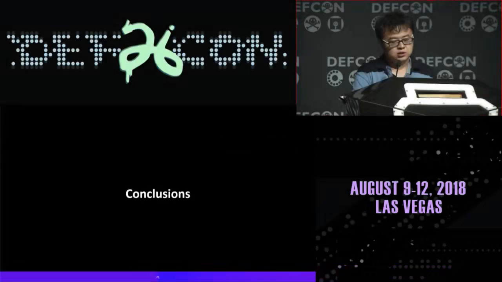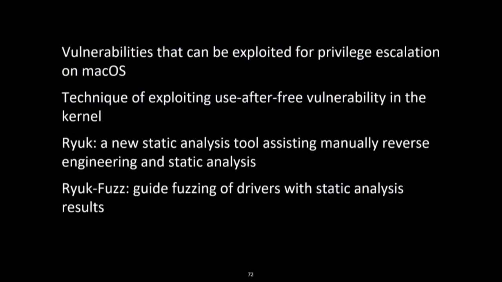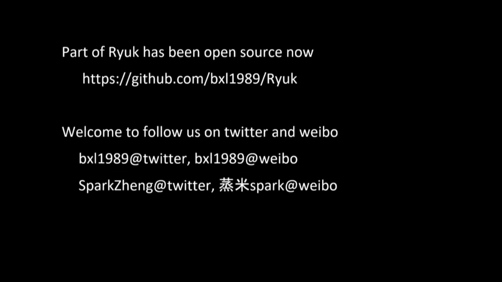In conclusion, in this talk we have shown several vulnerabilities that can be exploited for privilege escalation on macOS, and we have introduced the technique of exploiting use-after-free vulnerabilities in the kernel. We also explained a new static analysis tool called Ryuk, and also showed a use case called Ryuk fuzz. Most importantly, part of Ryuk has been open sourced.